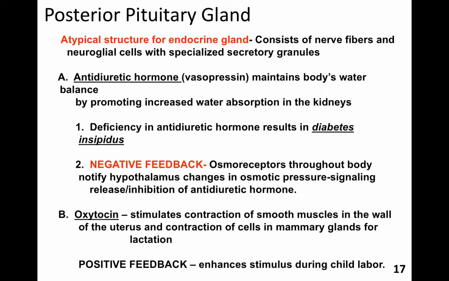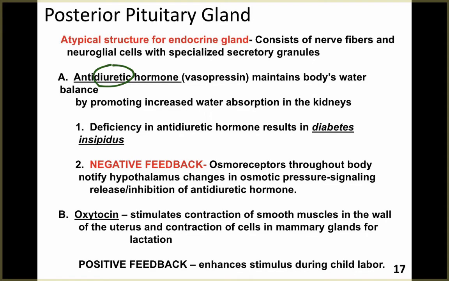This guy's a little atypical of an endocrine gland, in that it consists of nerve fibers and neuroglial cells with specialized secretory granules in it. And so here, what they release are two: antidiuretic hormone, or vasopressin, and oxytocin.